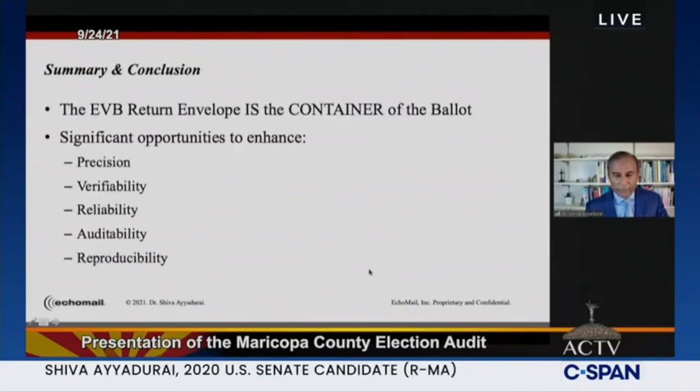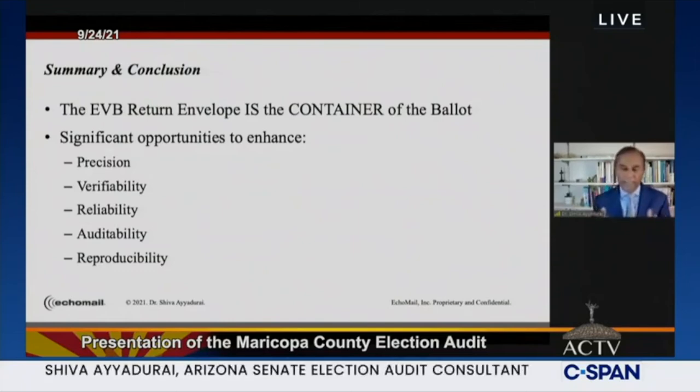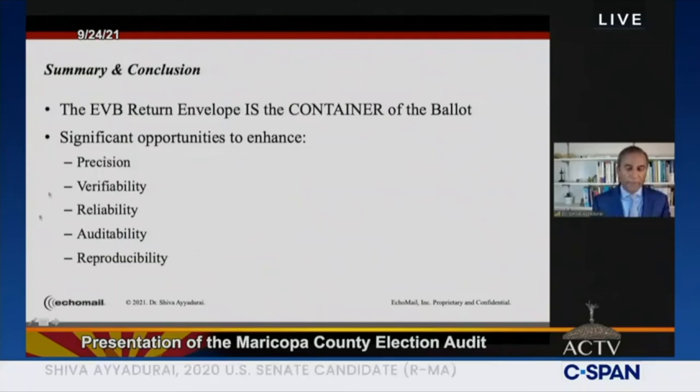In conclusion, as I started this conversation, the EVV return envelope is a container of the ballot. It's a very important thing. If you think about the human body as a system, your skin is what contains you. That envelope is what contains these ballots, a very, very important part. So there are significant opportunities to enhance precision, verifiability, reliability, auditability, and reproducibility. In the world of engineering systems, we call these properties. And these anomalies give us a wonderful opportunity to enhance at least these 5 attributes.